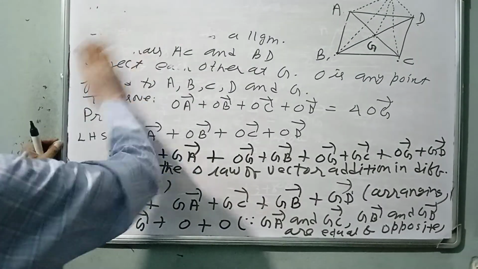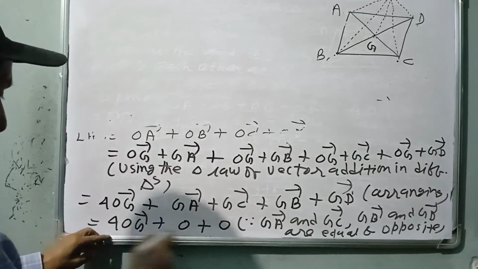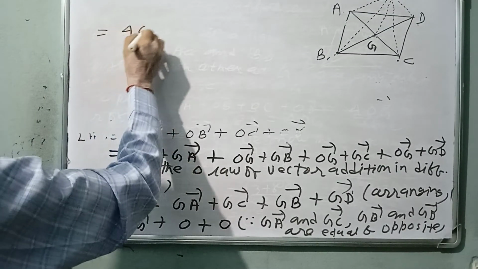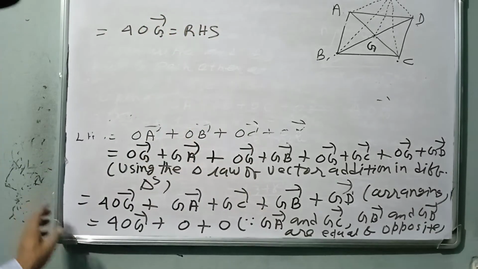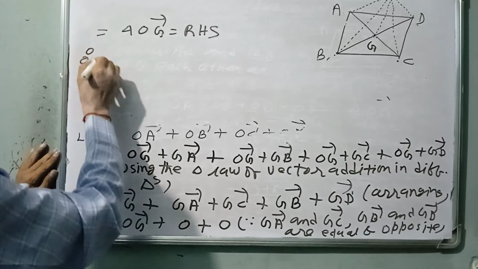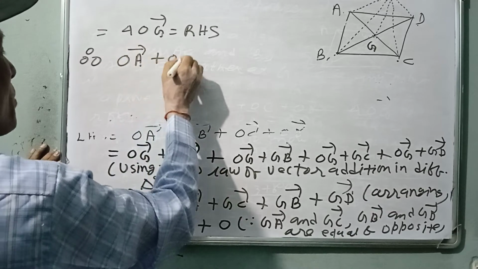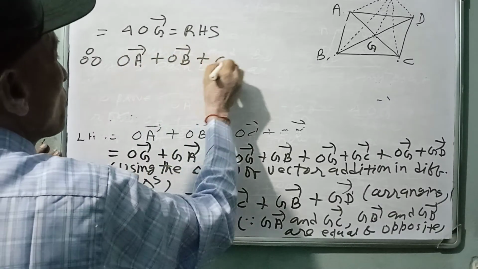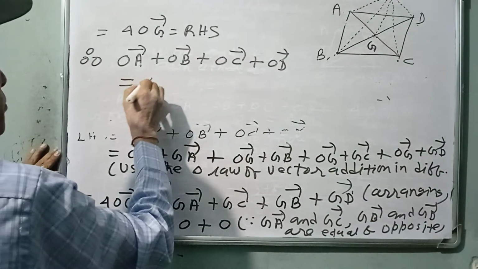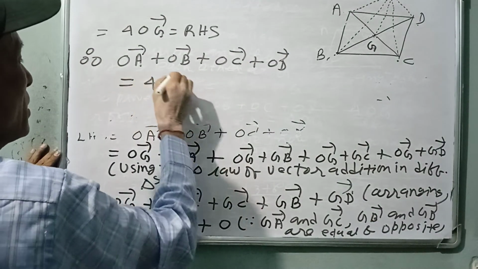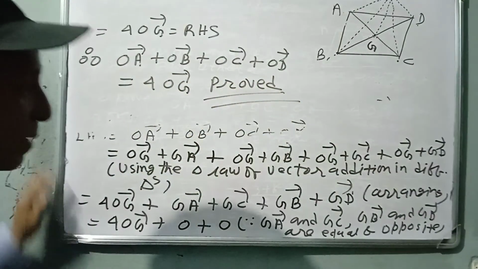Now after this, 4OG vector is the right hand side. Therefore, finally you can write vector OA plus vector OB plus vector OC plus vector OD equal 4 times vector OG. Proved. Vectorially proved. Explanation, finally.